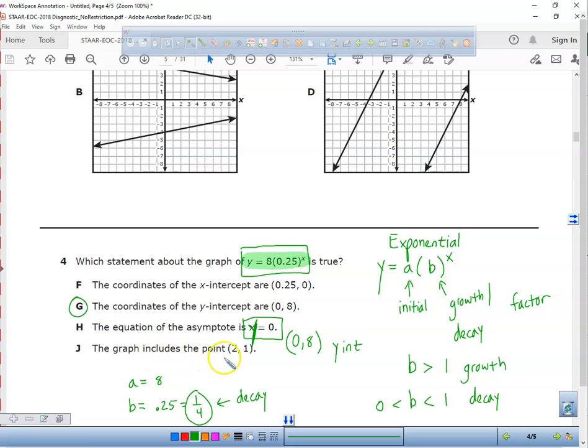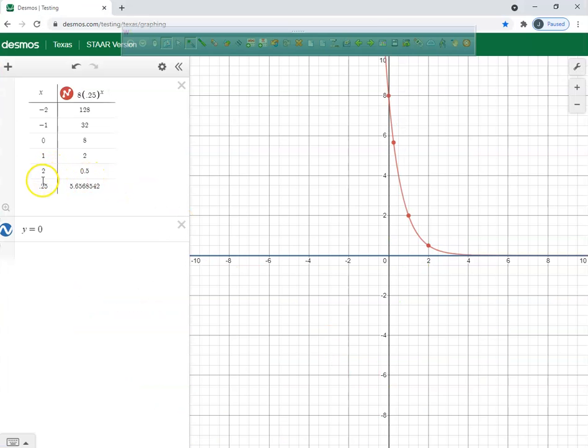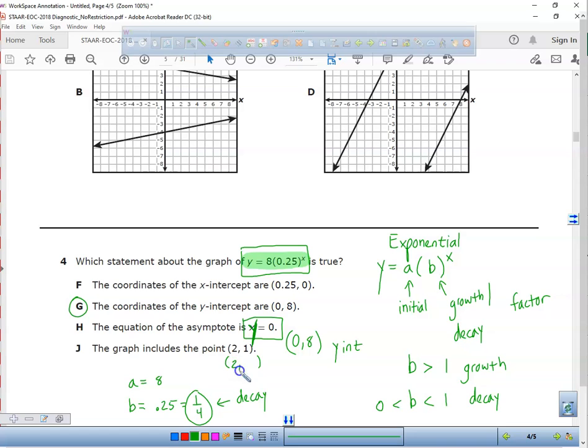Now, the graph includes what point? 2, 1. How could we prove that this is not true? We could go back to our graph, and what is it actually at? 2 and what? 0.5. So prove to yourself, that's like saying it's at 1/2. It's not at a 2 and a 1, it's a 2 and a 1/2.